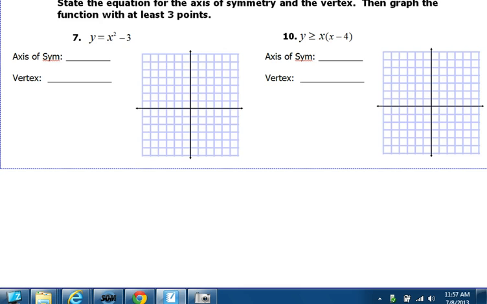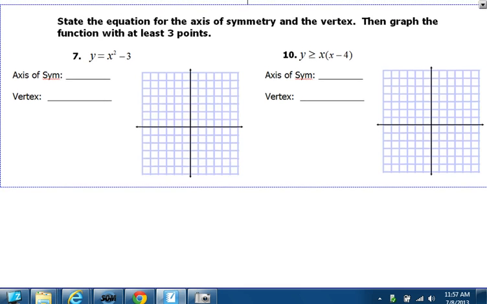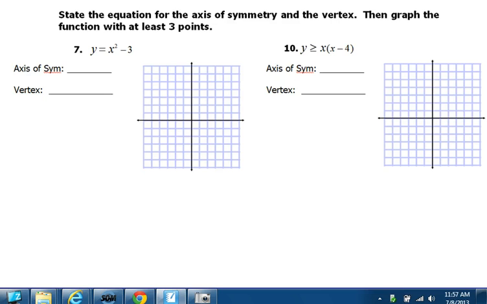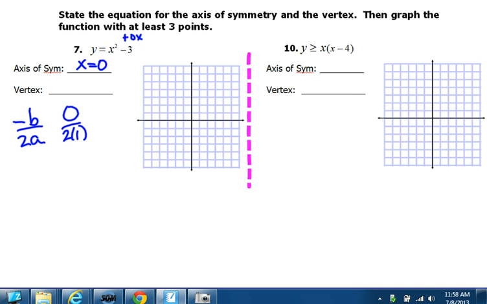Now let's look at some. So we're looking at stating the equation for the axis of symmetry and the vertex. Just kind of going through, okay, we have to graph this. So when I look at this, I say, okay, we have standard form. So I'm going to be looking at negative b over 2a. So negative b would be a 0. There is no b there. Remember, it's like a plus a 0x. Does it matter what it's over? No, not at all. My axis of symmetry is at x equals 0. So when I'm looking at making my axis of symmetry here, it's right here at x equals 0.